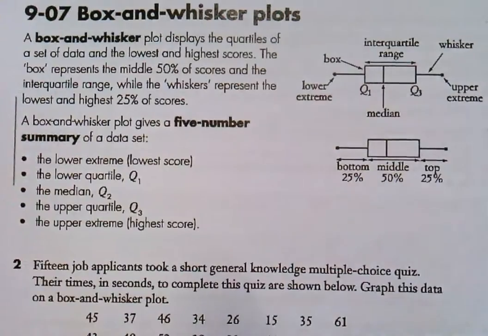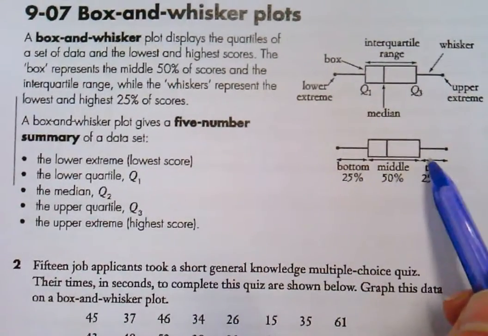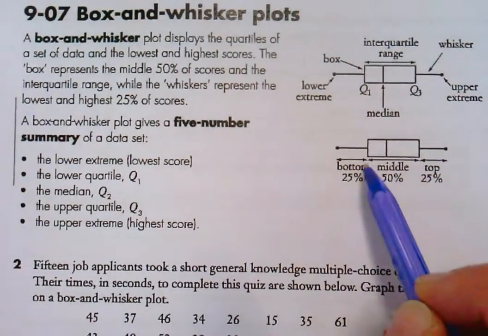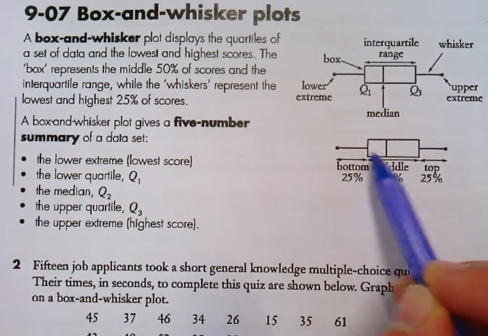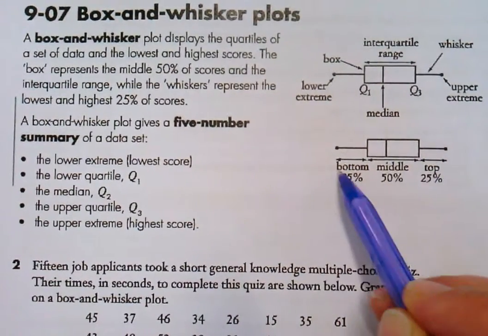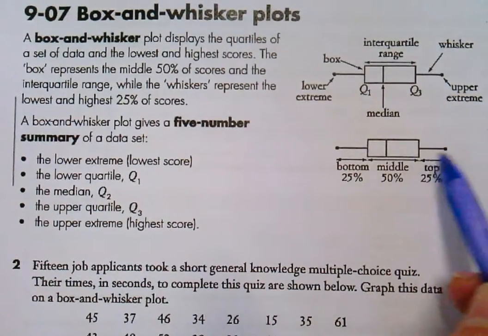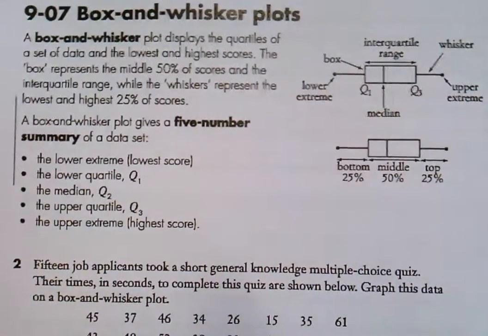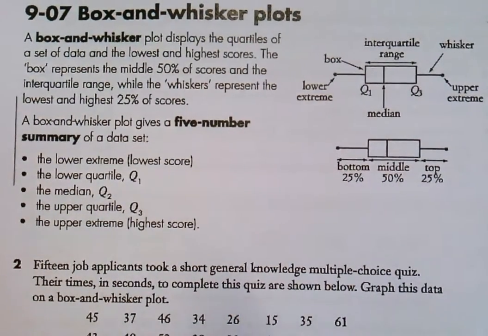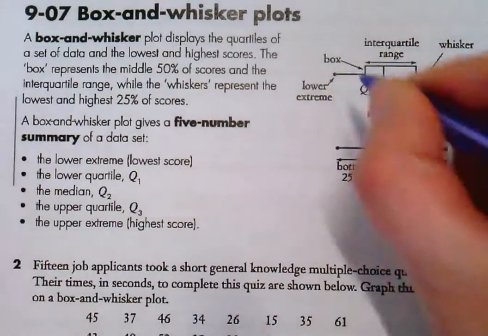Now, notice it's not symmetrical. Sometimes they can be symmetrical, sometimes they're not. But what each section is, there are 4 different definite sections. There's a bottom 25%, and then this is another 25%, this is another 25%, and this is another 25%. What the box and whisker plot actually does, it plots 5 values for you.